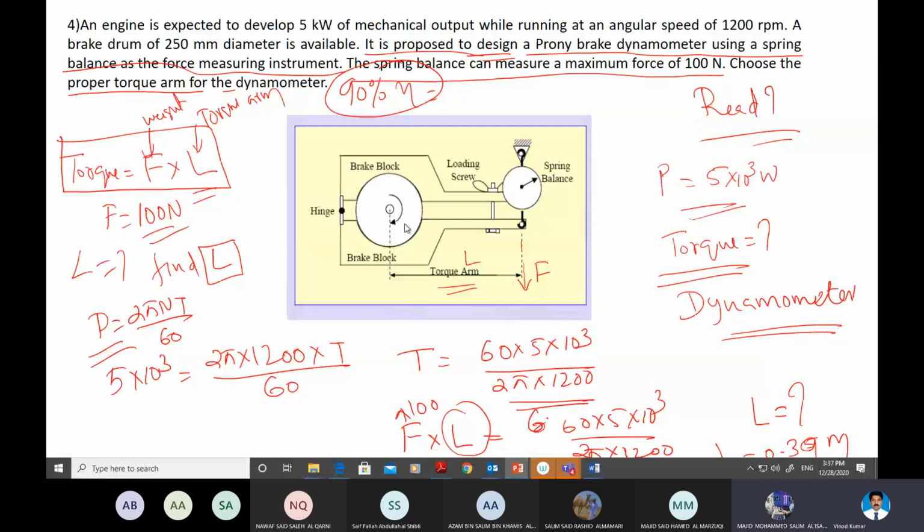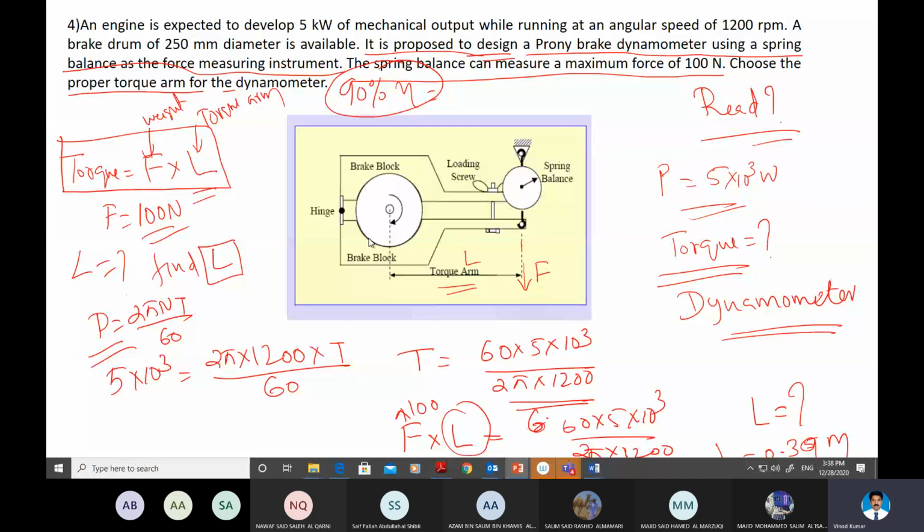So we have an engine, and we need to know what is the power produced by the engine or the torque produced by the engine. For that, we use a brake drum dynamometer. It has a brake shoe like this, and when you apply load here, the braking will increase, and finally the flywheel will stop. At the time of stopping, the torque produced can be calculated.